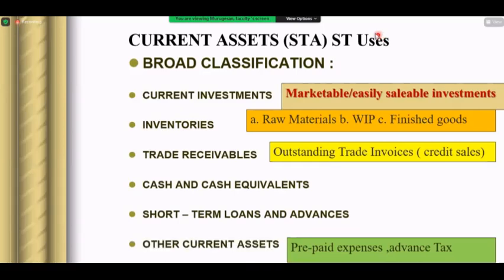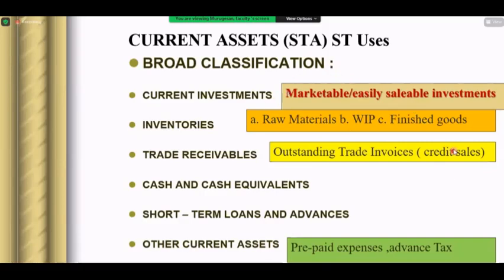And these are the main components. What are the main components? Current investment, marketable or easily saleable investment. Suppose you have kept some money in the post office. Some companies keep some money in the bank, and anytime they may pay back. So that is called current investment, which can be converted to cash. That is a part of current assets.